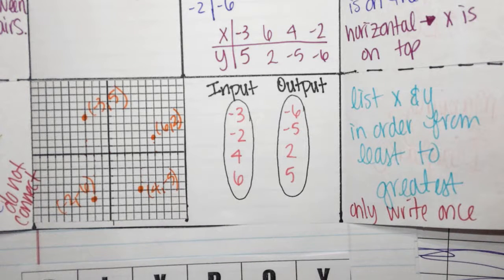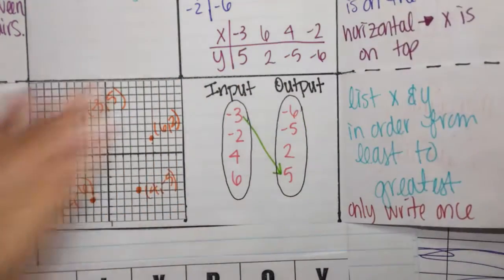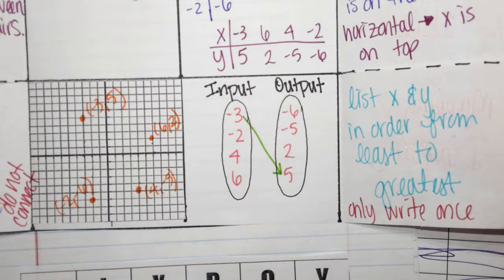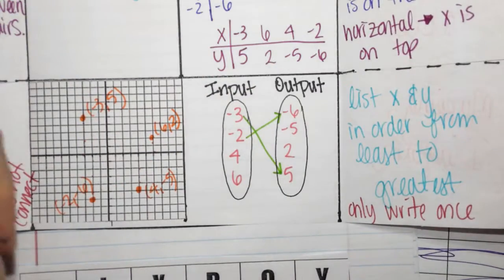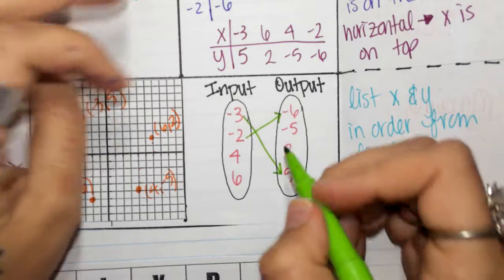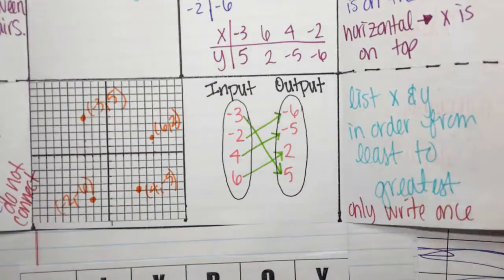Now, here's where the fanciness begins. You draw an arrow that matches them up. So from -3, we know it goes with 5. So we're going to draw an arrow from -3 to 5. And what are we going to draw an arrow from -2 to? -6. What are we going to draw an arrow from 4 to? And 6? Boom.